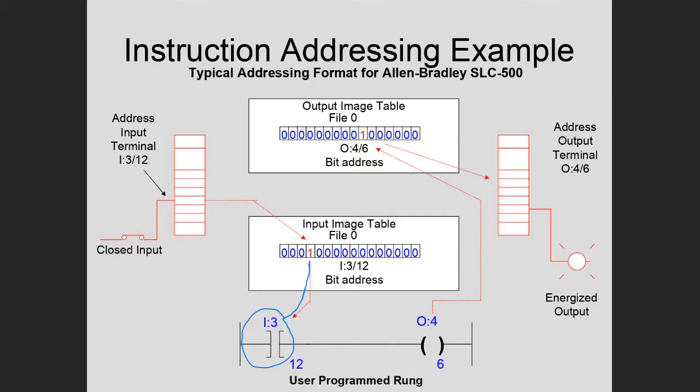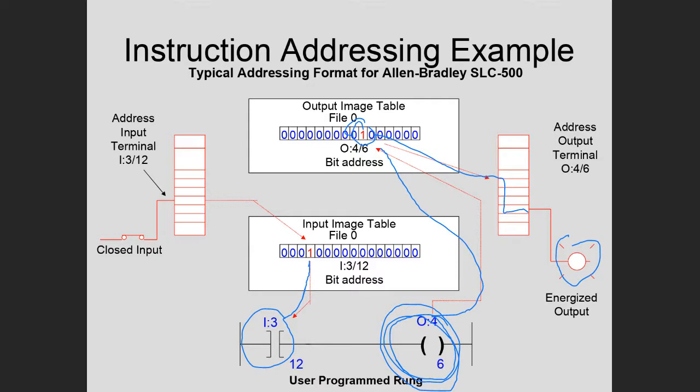This is the output command. It's true. So in the output image table, in that bit position, since that rung is true, it's going to put a 1 there. And when the PLC scans back around and sees a 1 there, then whatever screw terminal that's mapped to, which is this one, is going to turn that device on.